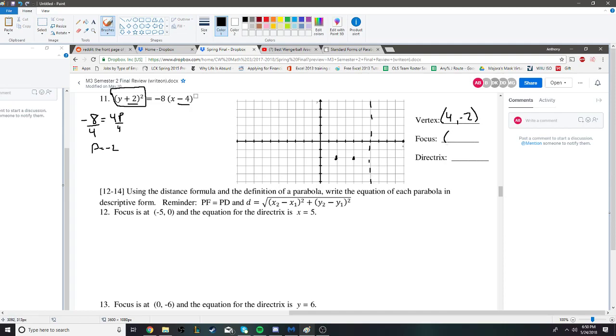So our focus is at 2, -2. Our directrix is at x equals +6. And we have a focal width of 8, which means we need to go 4 in each direction. 1, 2, 3, 4. 1, 2, 3, 4. There we go.